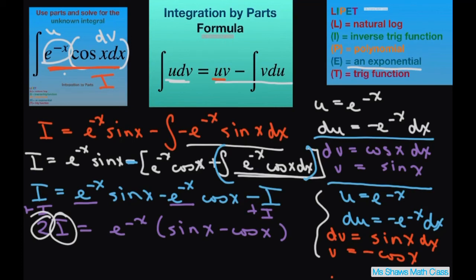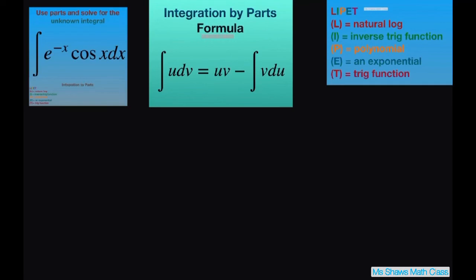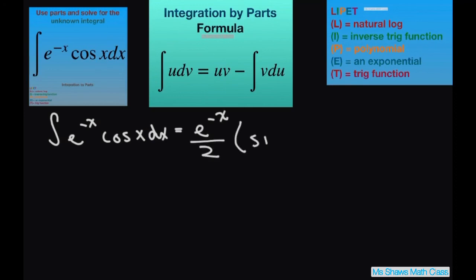So basically what you're going to have is your original integral, e to the negative x cosine of x dx, equals, dividing everything by 2, negative e to the negative x divided by 2 times sine of x minus cosine of x, plus c. And this will be your final answer.